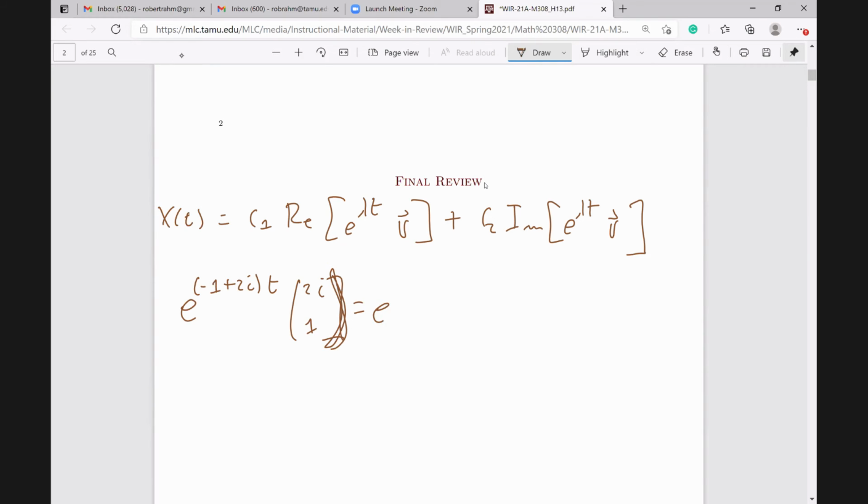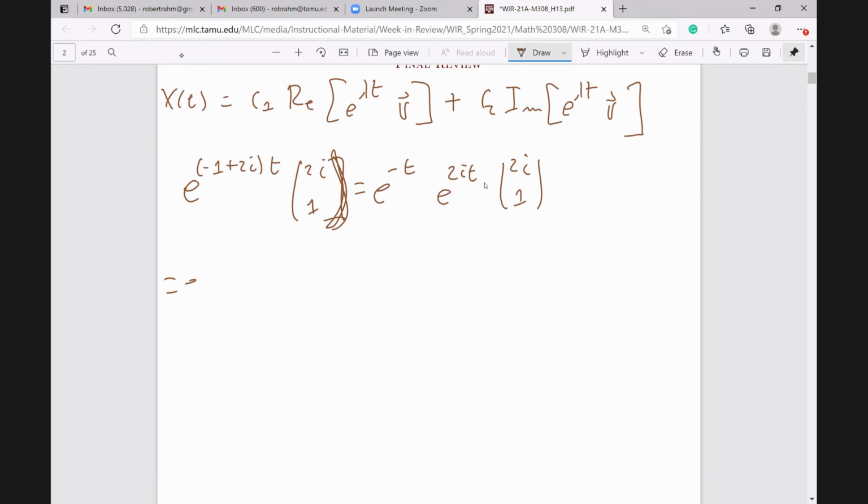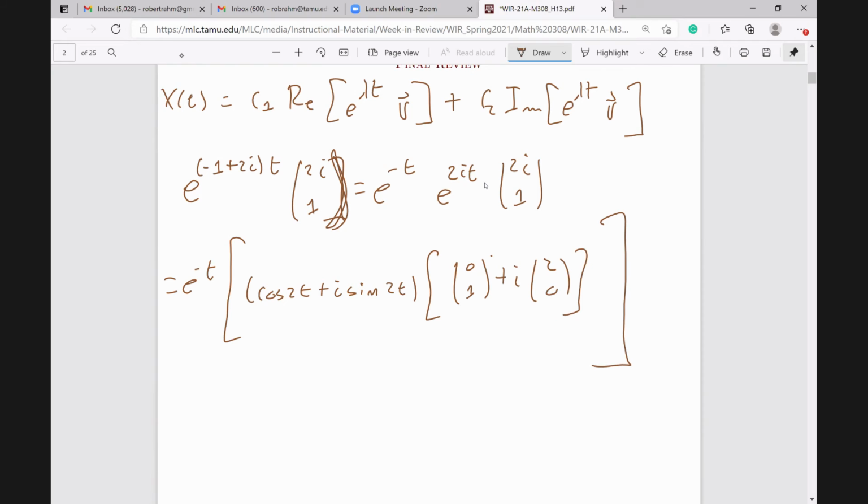Okay, so for the exponential, I'm going to do a little pre-processing. This is e to the minus t, e to the 2it, times the vector 2i, 1. I'm just going to leave that e to the minus t alone and keep copying it down. Inside here, e to the 2it, by Euler's identity, is cosine of 2t plus i sine 2t, and we're multiplying it by the vector 2i, 1. So this is (0, 1) plus i times (2, 0). Okay, let me make these outer parentheses big.